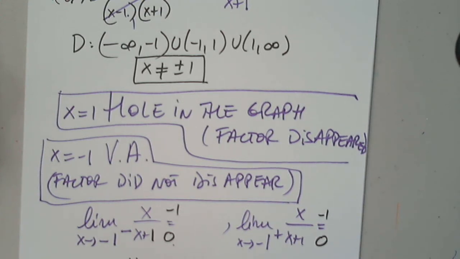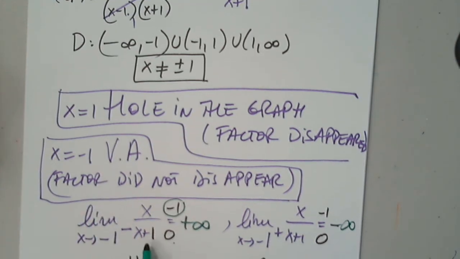So what do I have? Left is negative, right is positive. Or well, that one's negative, but the numerator is negative. Oh, well, that one's positive and the other one's negative. Exactly. Positive infinity, negative infinity. So I found the vertical asymptote and the corresponding limits.